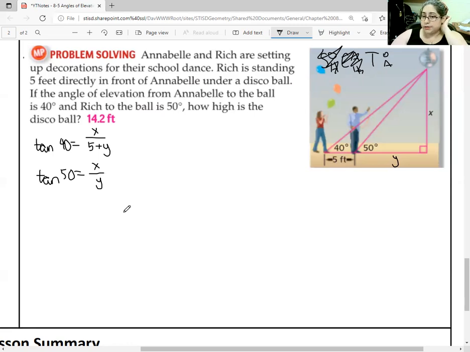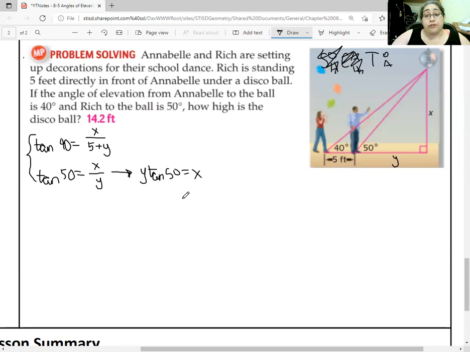I have 2 equations and 2 variables, so I can think of this as a system of equations. If I take this second equation, the equation that models the situation from Rich's point of view, I can very easily solve for x. I just multiply both sides by y. When I multiply both sides by y, the left-hand side is going to become y times the tangent of 50 equals x, x being how high the disco ball is off the floor.